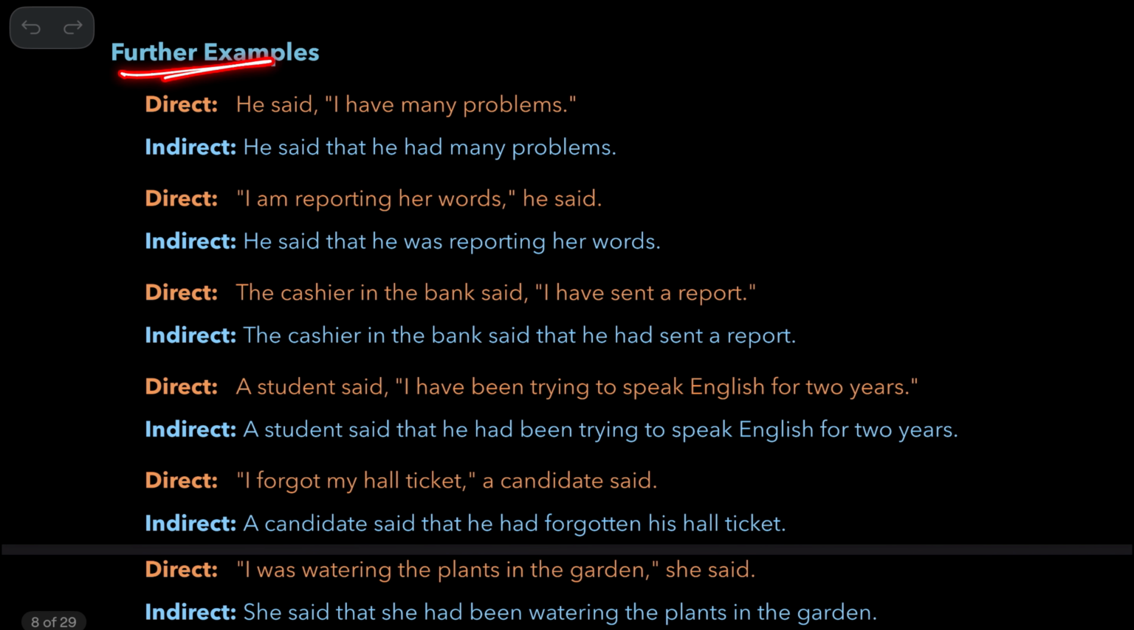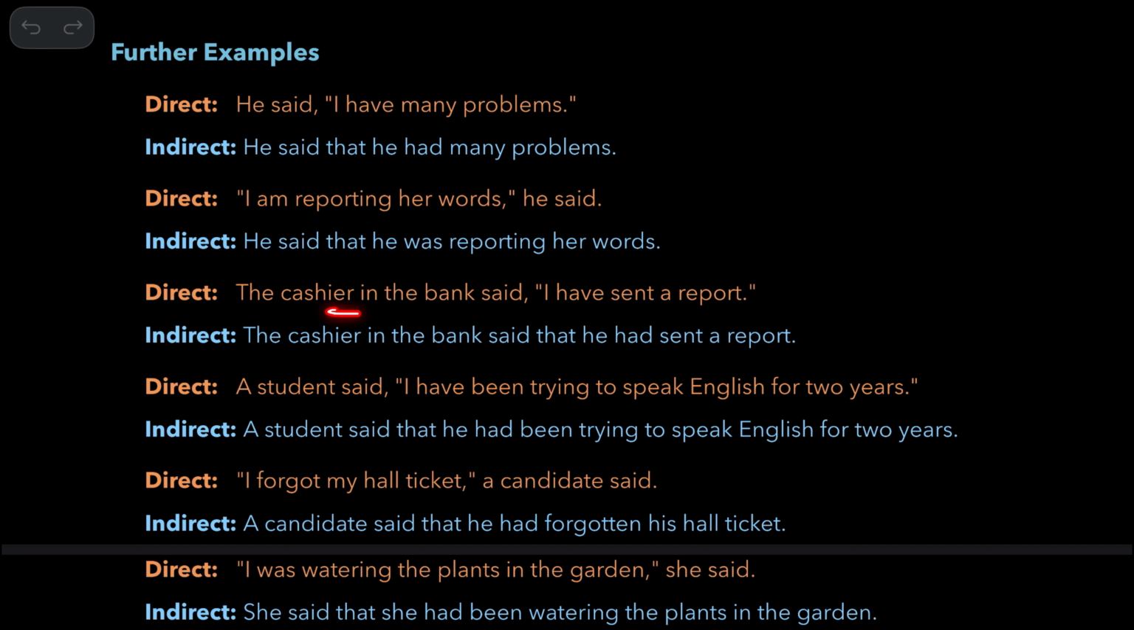Some more examples. He said, I have many problems. He said that he had many problems. Take a look at how the pronoun changes, how the tense of the verb changes, how the comma is dropped, how the quotation marks are dropped. I am reporting her words, he said. He said that he was reporting her words.